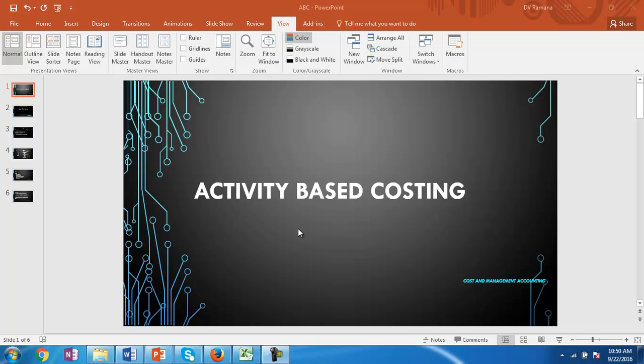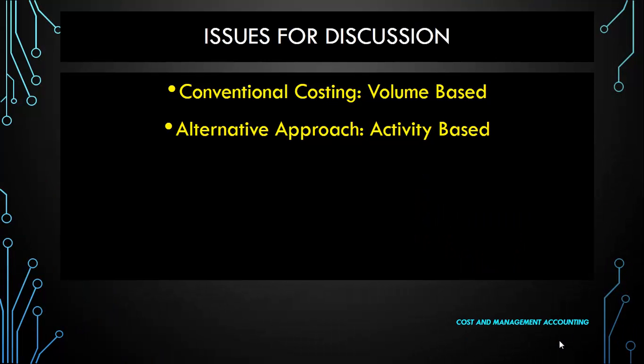The focus of this presentation is activity-based costing, which talks about different ways in which the overheads can be absorbed, allocated to the different products. So in this session, we will try to understand the conventional costing based answers and determine the cost by using alternative approaches, that is activity based.